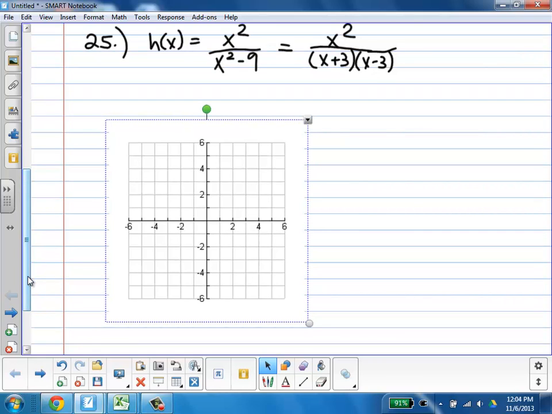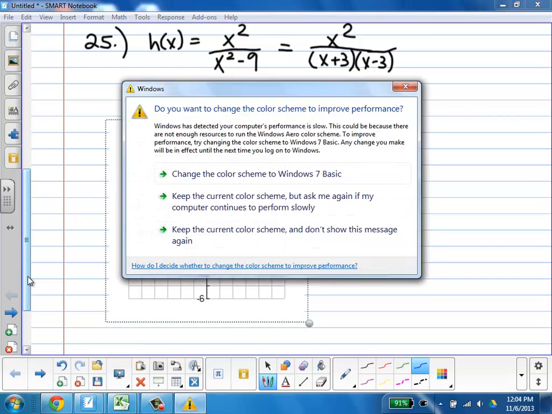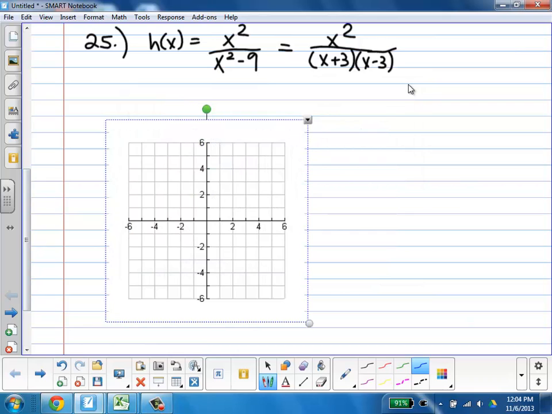Let's start with some easy things like the y-intercept. For the y-intercept, I think it's easier to plug into the unfactored version. It doesn't matter for this one, but in general, if you plug into the unfactored version, put 0 in for x. You'll get 0 over negative 9. That means it goes through the origin. 0, 0 is going to be a point on the graph.